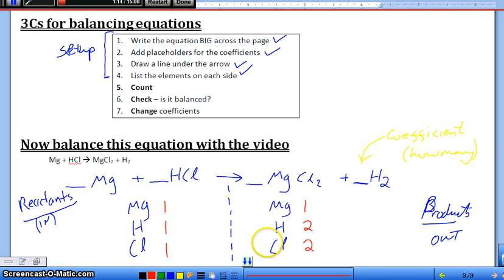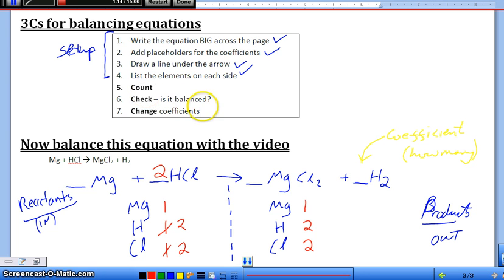Neither's the chlorides. Okay, so we need to think, what do we need more of? We need more hydrogen on this side. We've only got one. The only place we can change is in our placeholders. So if I change this, that's not going to change the hydrogen. If I put a 2 here, that's going to change how much hydrogen we've got. Because now we've got 2 HCl's. When we had one HCl, we had one H and one Cl. Now we've got 2 of them. So we've got 2 H's and 2 Cl's.